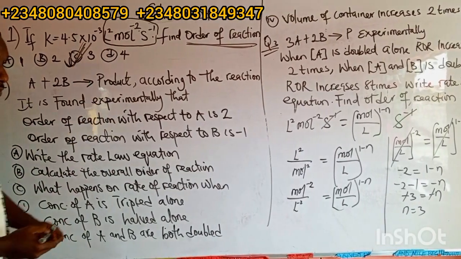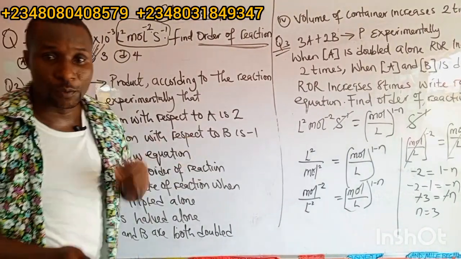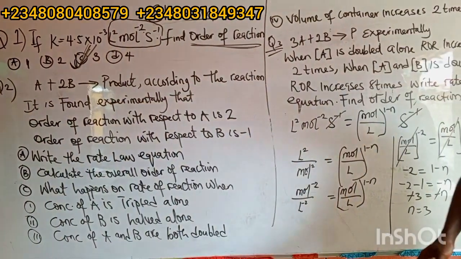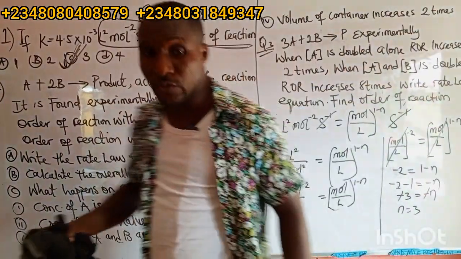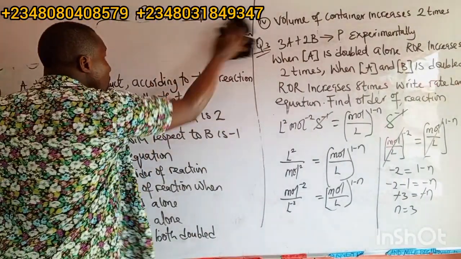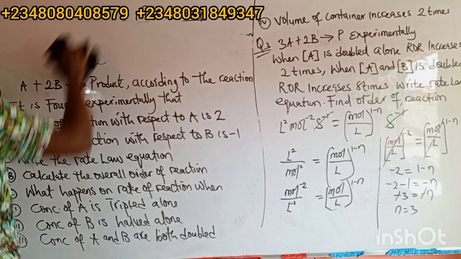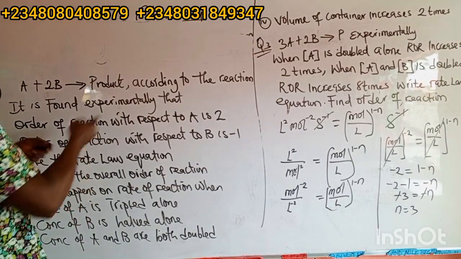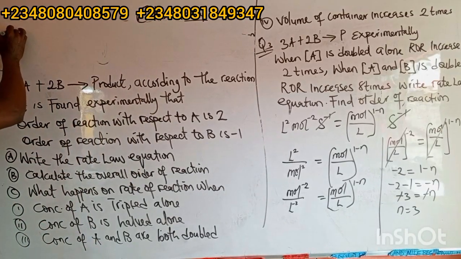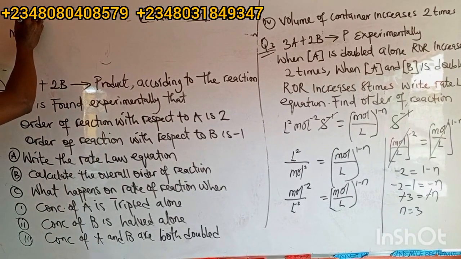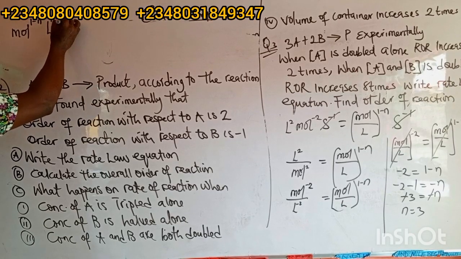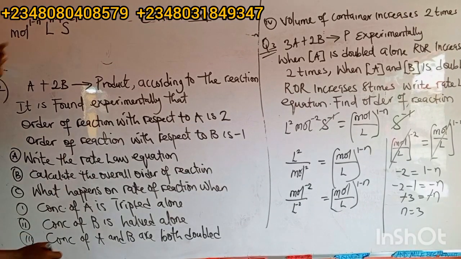Option C. If I don't want to use this formula, I can use the second formula. That one is straightforward. Let me rub this one off. That second formula says mole raised to the power 1 minus n, liter raised to the power n minus 1, per second. I can use this one.